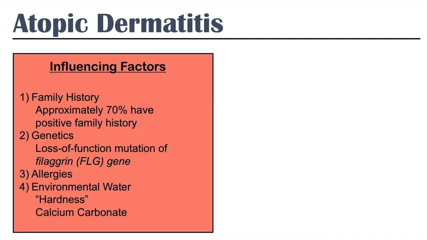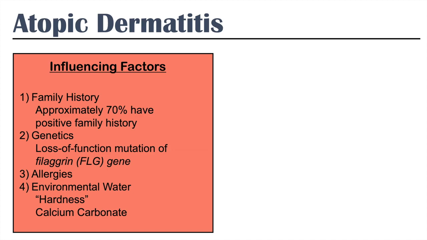Generally speaking, approximately 70% of individuals with atopic dermatitis have a positive family history. If you have 1 parent, you have a certain percentage risk, and if you have 2 parents, you even have a higher risk of having atopic dermatitis. The second one is associated with the family history. Again, genetics. If there's a loss of function mutation of the filaggrin gene we talked about earlier, this has a pretty strong risk of having atopic dermatitis. Also having allergies. Again, we talked about the atopic triad. We also talked about associated allergies.